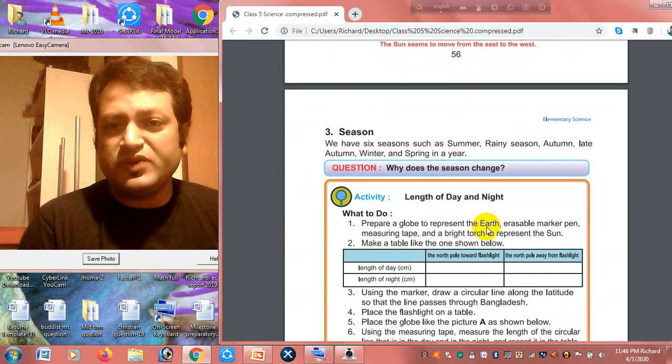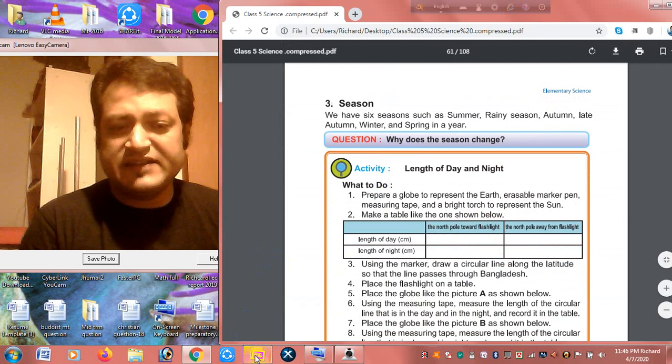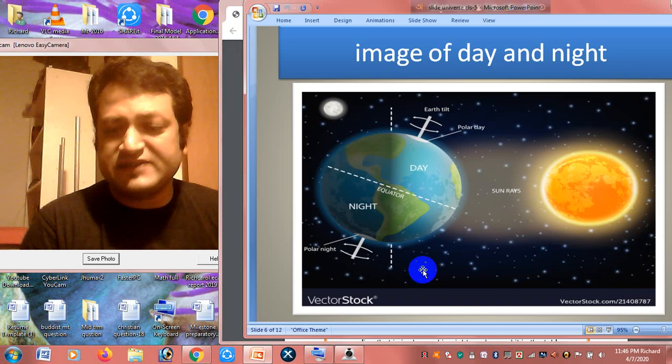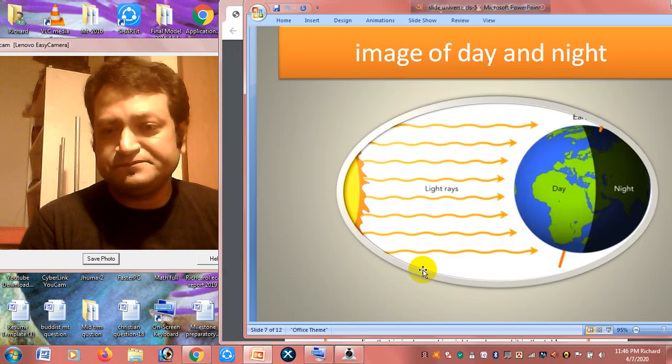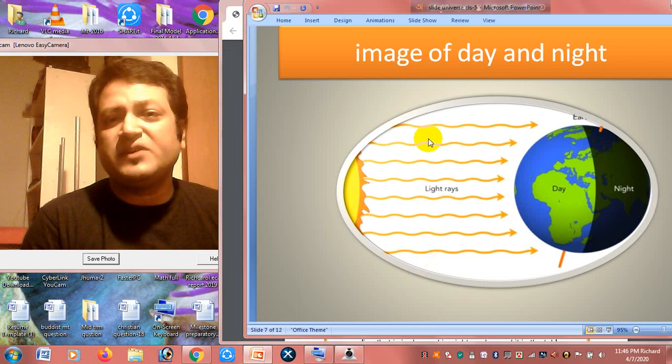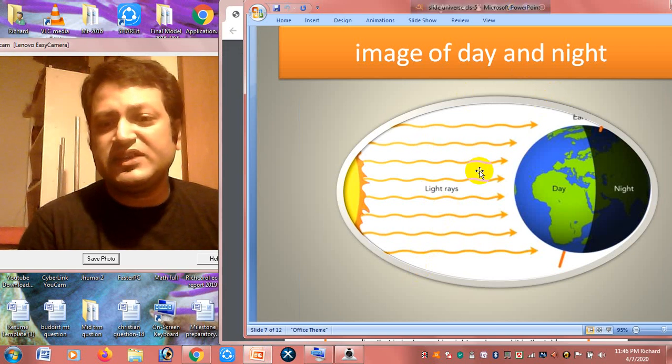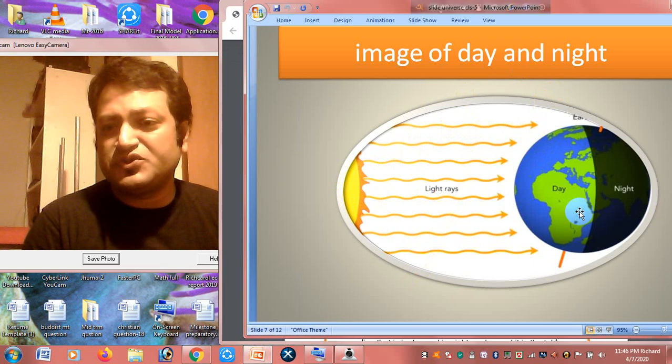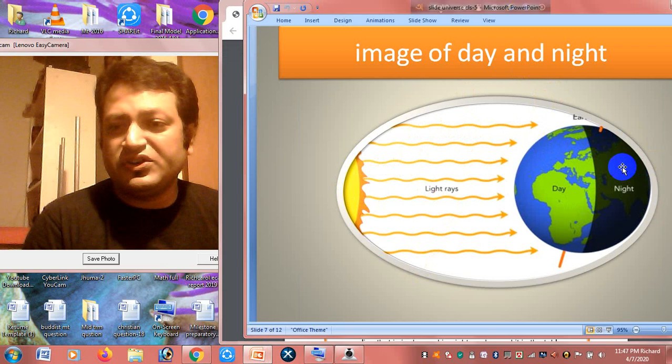Do you understand the things? Let's see another picture, so you can understand very nicely. This is the image of day and night. Think of this as the sun, and when the sun's rays fall directly, this portion creates day, and the opposite portion is called night.